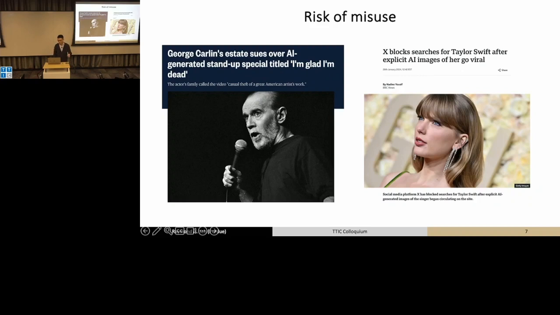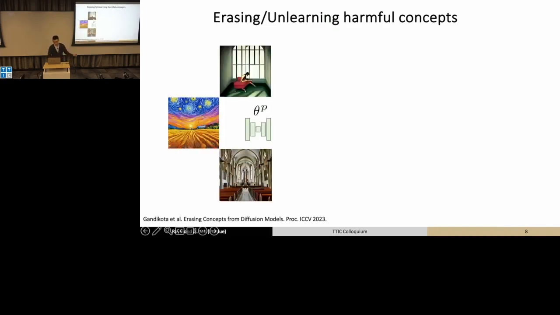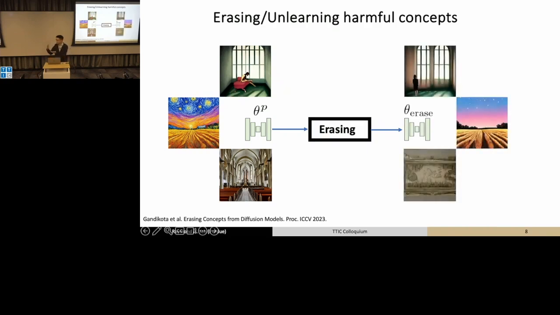So the question that I ask now is, what should we do to mitigate some of these risks? There's a line of work that tries to remove harmful concepts from these open source pre-trained models. It's called model erasing or model unlearning. It works as follows. You're given a pre-trained model, theta P, and a set of image and concept pairs that you want to erase from this model. You have your erasing algorithm, and it outputs a theta erased, which can no longer generate these kinds of potentially harmful concepts.